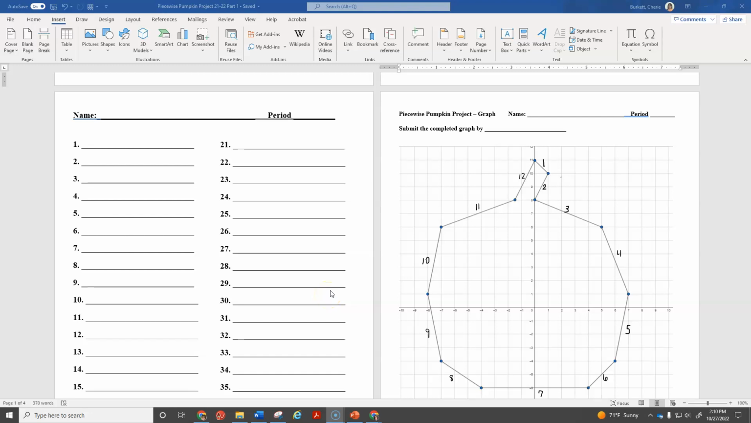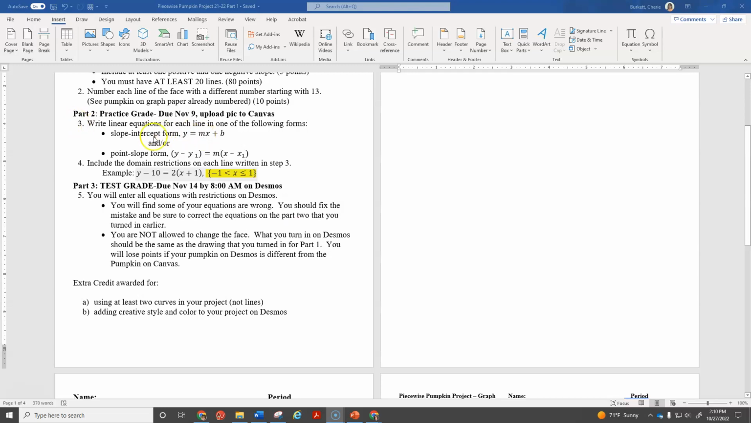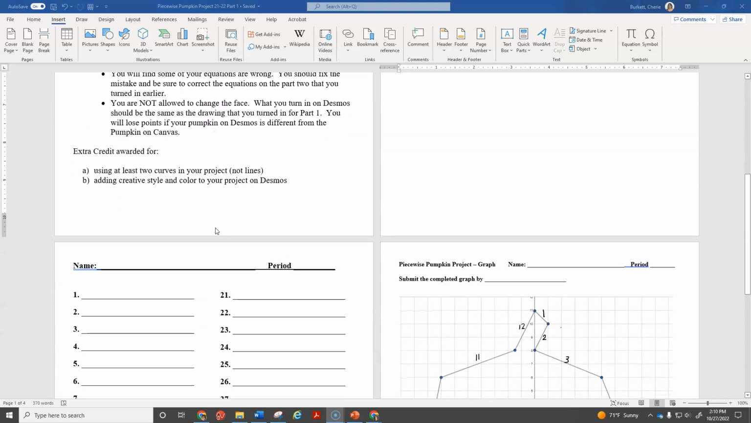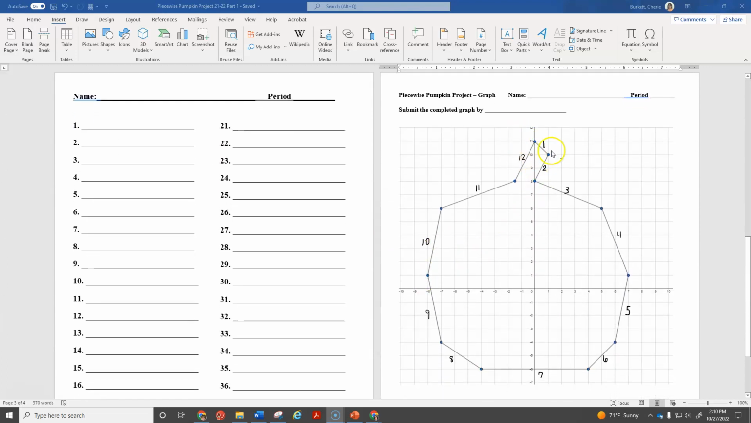So according to the instructions on this pumpkin project, you are allowed to write the equation either in slope-intercept form or point-slope form. That's going to save you a lot of time. The equations that touch the y-axis, equation number 1, equation number 2, equation number 3, equation number 12, would be the ones that you would probably want to put in slope-intercept form.